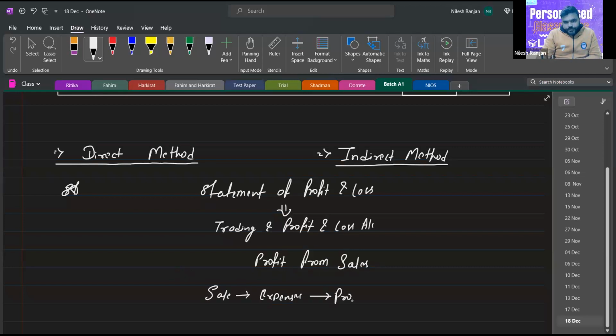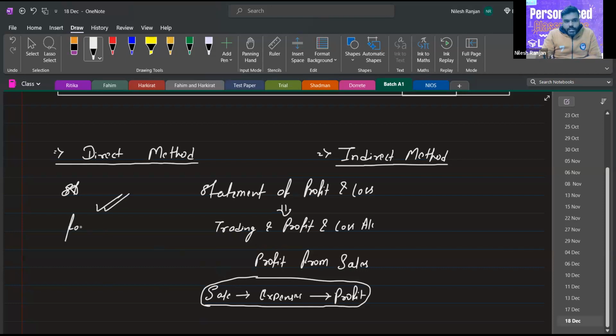So now in cash flow statement, we do all this, but we only consider the cash item, not any credit item, not an item in which cash is not coming or going. So we remove the non-cash item from the process, and then we calculate cash flow by this method. Means sale minus expenses, then we get profit. So this is called direct method.